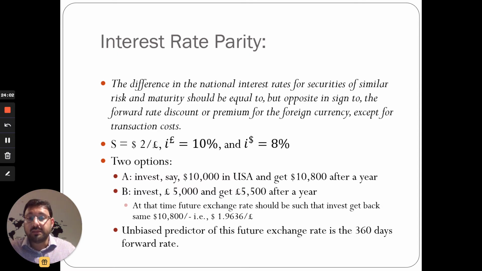At that time, the spot rate should be 1.9636, so that he ends up getting the same 10,800, the amount which he would have gotten as if he had invested in the USA. So if this equilibrium, if this situation will not happen, then there is a violation, and the capital will only flow to the high interest rate country, which is the UK, the United Kingdom in this case, and there will be a disequilibrium.